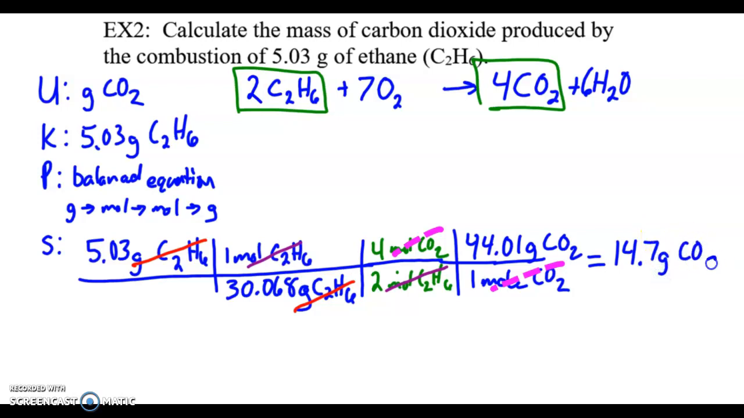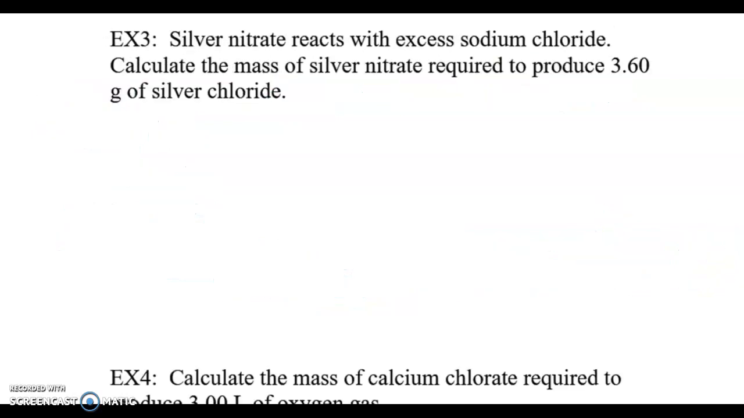Alright. This next problem is a similar example, so maybe pause the video, give it a try yourself, and then watch my solution to it. So silver nitrate reacts with excess sodium chloride. Calculate the mass of the silver nitrate required to produce 3.60 grams of silver chloride.